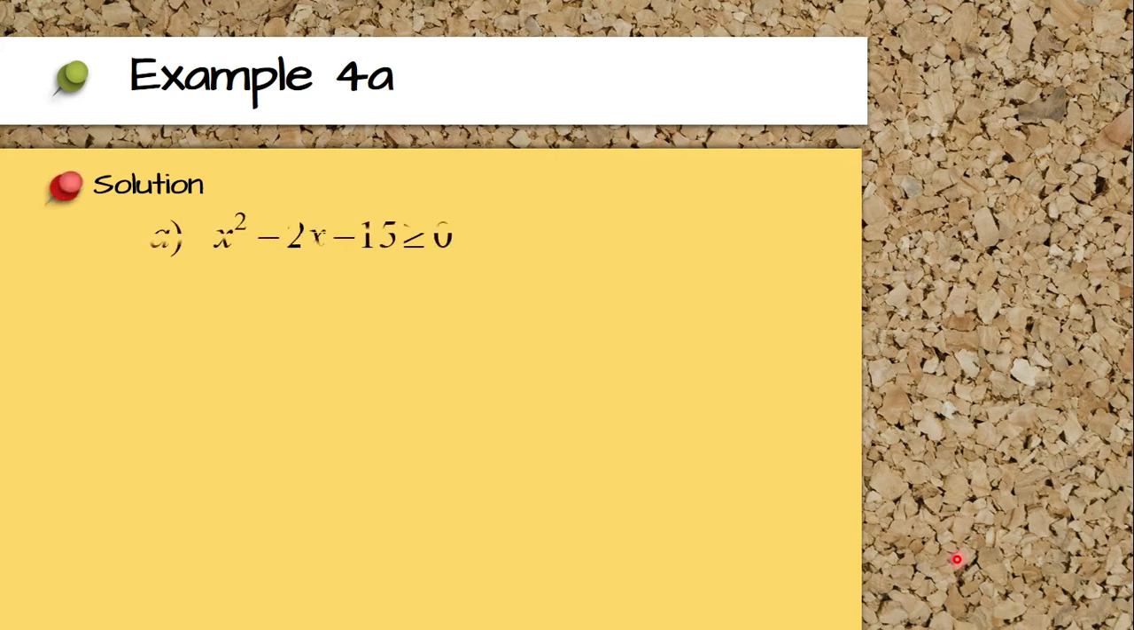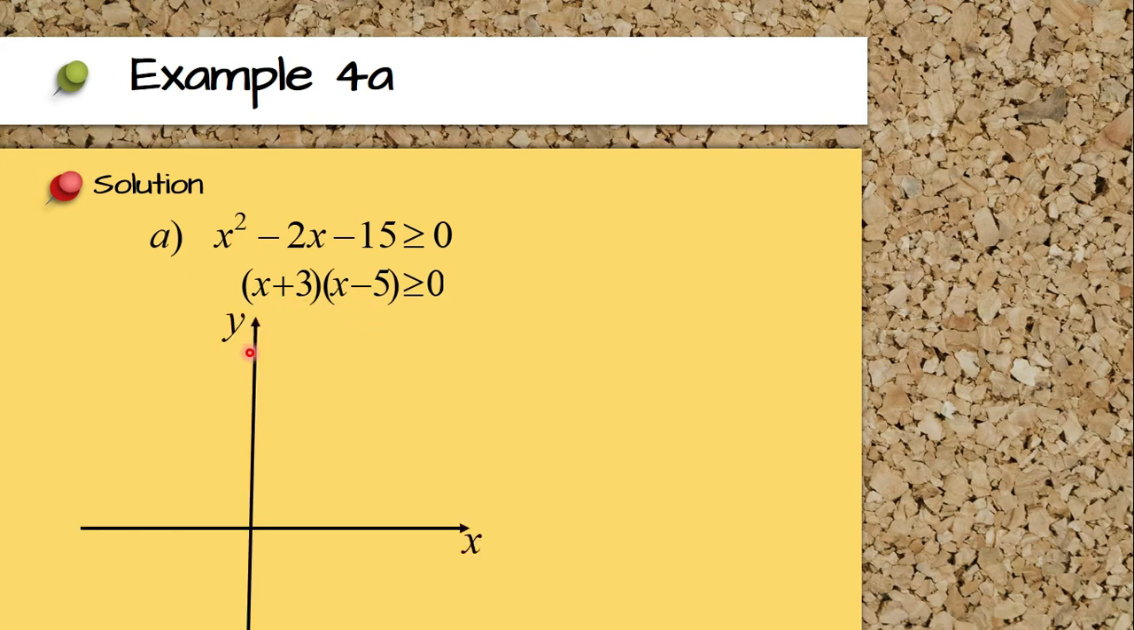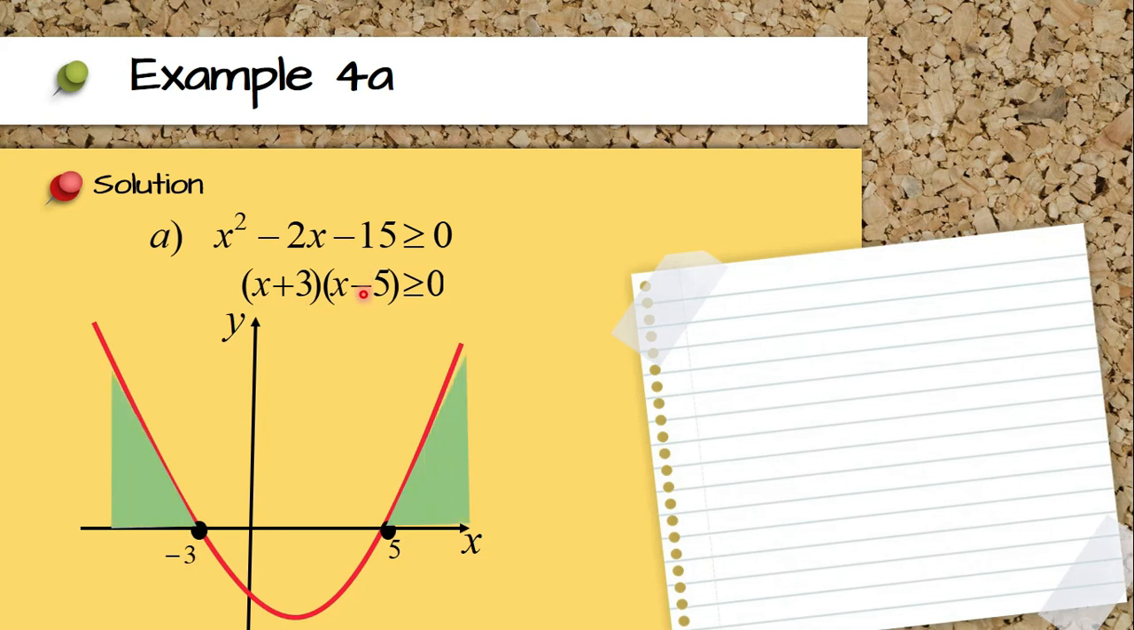The solution for example 4a is x squared minus 2x minus 15 more than or equal to 0. Firstly, we try to factorize. You get (x plus 3)(x minus 5) more than or equal to 0. So we draw the x-axis and y-axis. Because a is positive, you get a minimum, and we find the x-intercepts. The x-intercepts are negative 3 and 5.